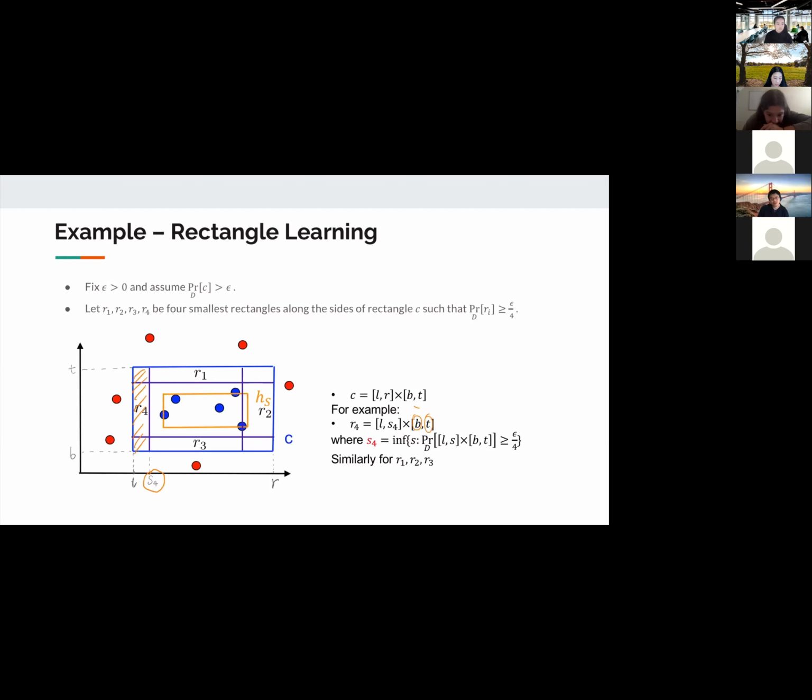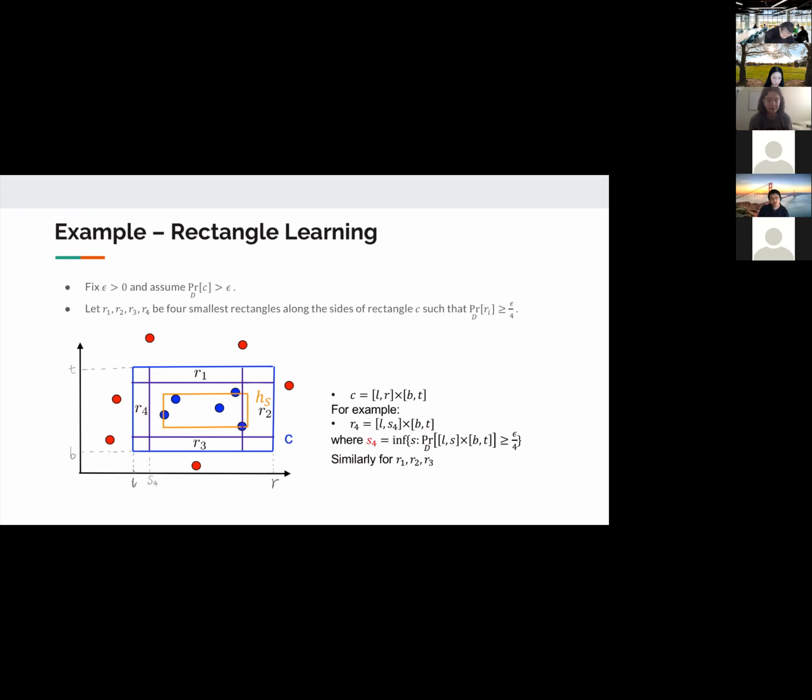So it is very important to see how you can find this S4 here. You can find S4 such that the rectangle has a mass greater than or equal to epsilon over 4. Similarly, you can do that for R1, which is to find this boundary here, R2, which is to find this boundary here, R3, which is to find this boundary here.